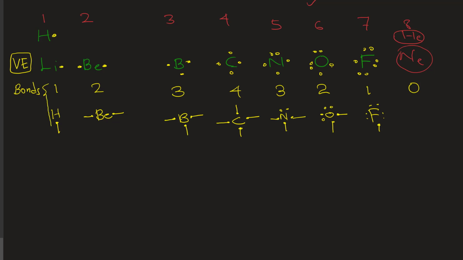So that's the first thing we should notice about the bonds. We notice the families or the group numbers, we notice the valence electrons, the outermost electrons, and then we notice how many bonds are needed, right? So we will look at what are the more important things.